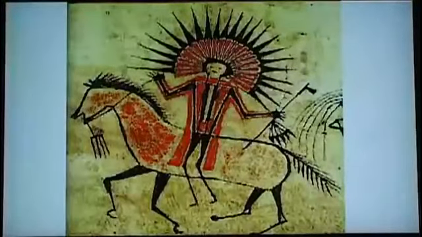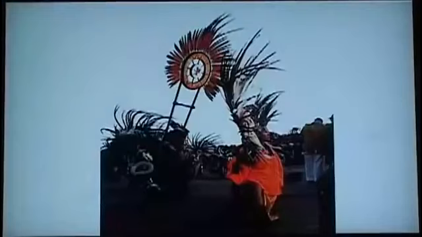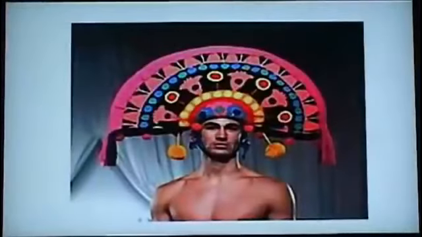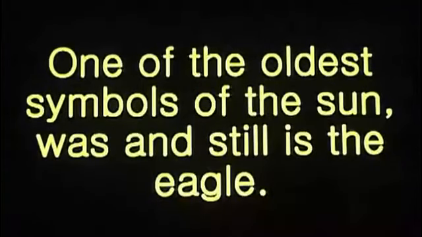And we see it, of course, with the Native Americans, and even today in South America, with the different races of people who celebrate the coming of the sun. So it's a symbol that has been used for thousands of years, worshiping the sun. One of the oldest symbols of the sun was and still is the eagle. And this is something a lot of people do not know, that almost all the ancient civilizations in the world had an eagle somewhere in their symbolism. And the eagle always, and in every case, represented the same thing. It was always a symbol of the sun.